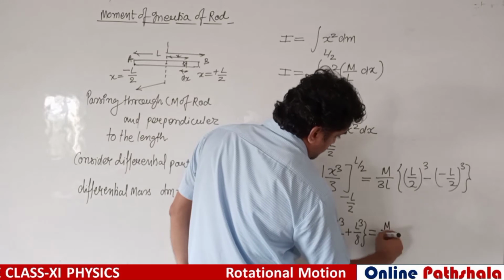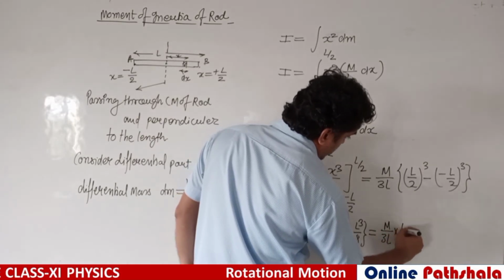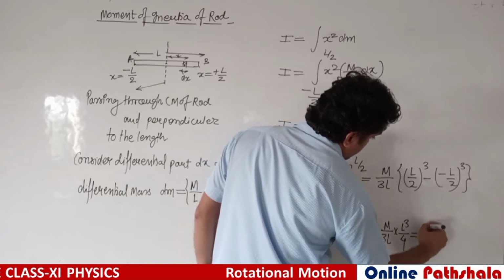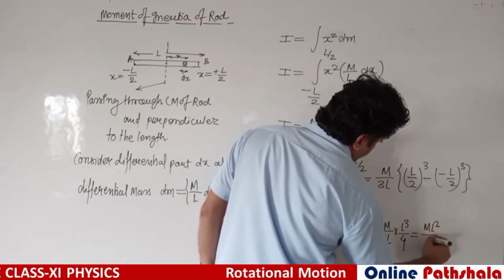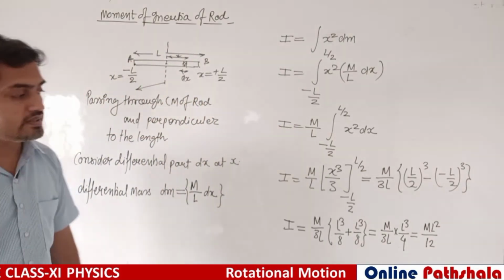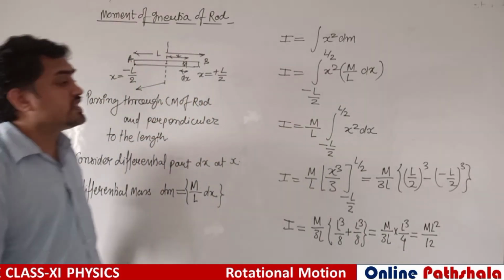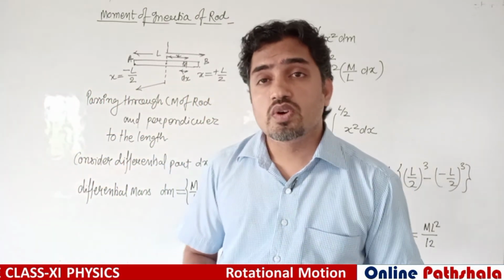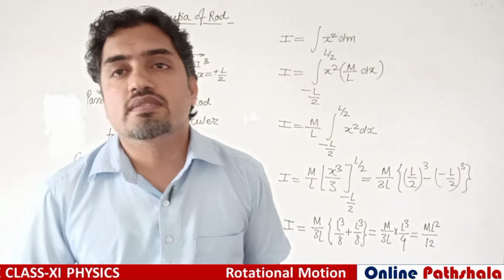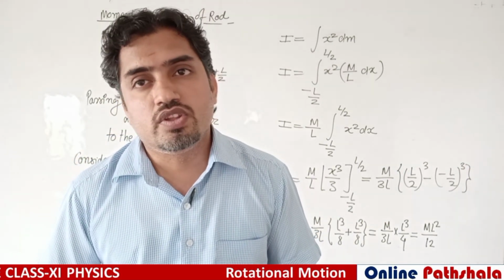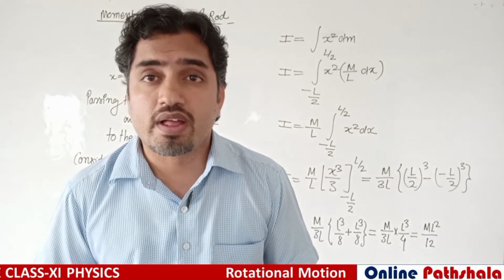So m divided by 3L into L cube by 4. Ultimately we will find 12 in the denominator: m L square by 12. So the moment of inertia of the rod about the axis passing through the center and perpendicular to the length of the rod is m L square by 12.